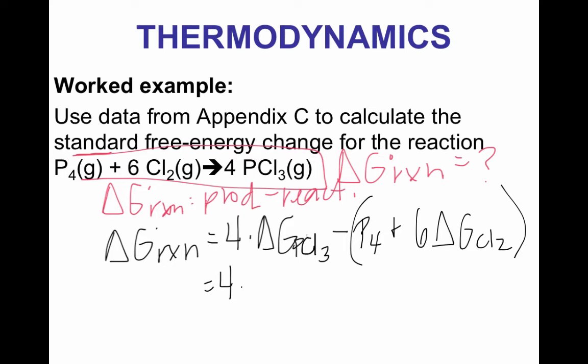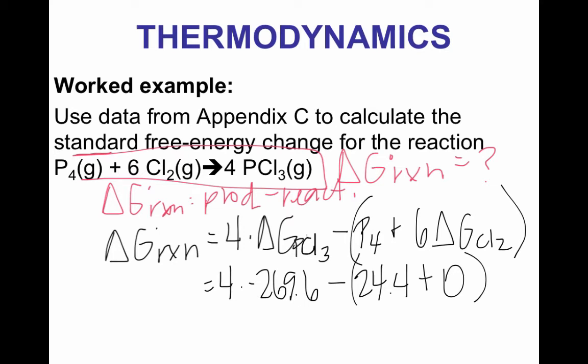that delta G is negative 269.6, okay, minus P4, which is 24.4, plus delta G of Cl2. Well, chlorine, that's its standard state. Okay, so it's 0. So we have 4 times negative 269.6 minus 24.4, and we find that delta G naught of the reaction is equal to negative 1102.8. Okay, and then what we need to do is figure out what these units are.